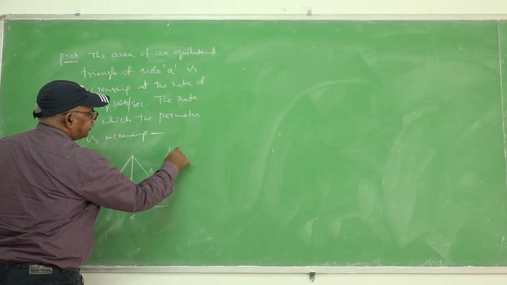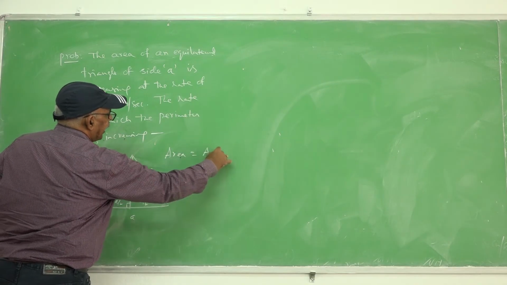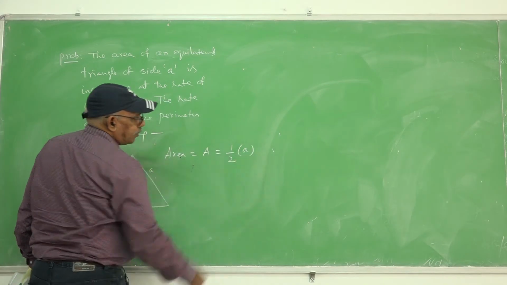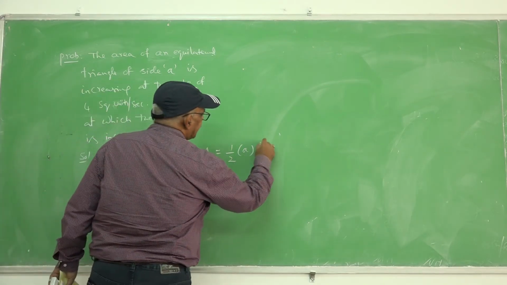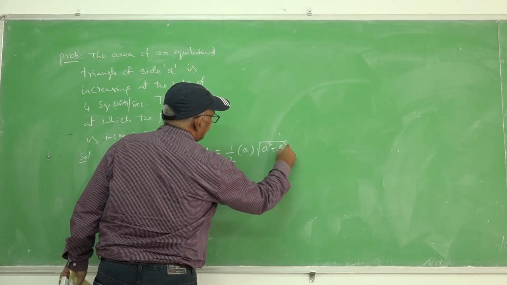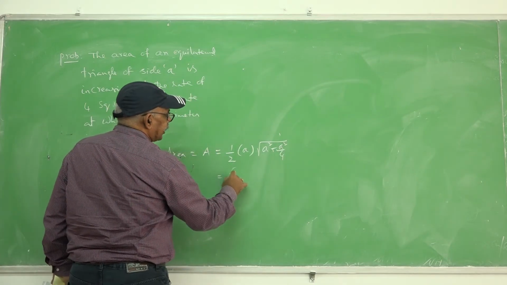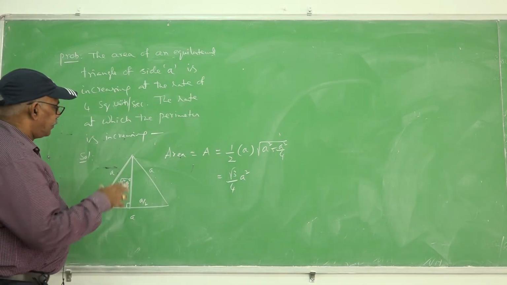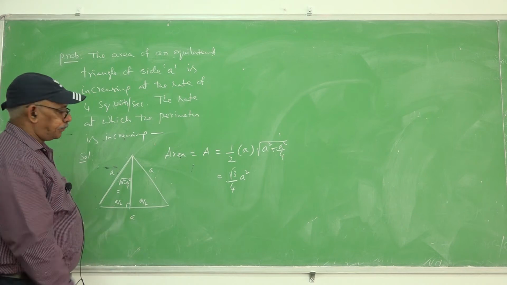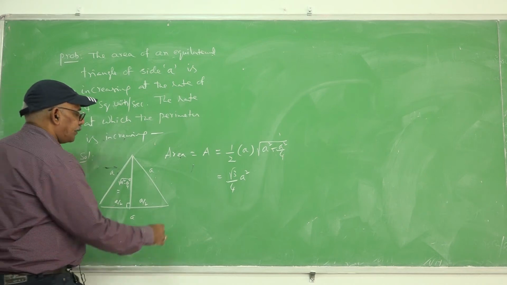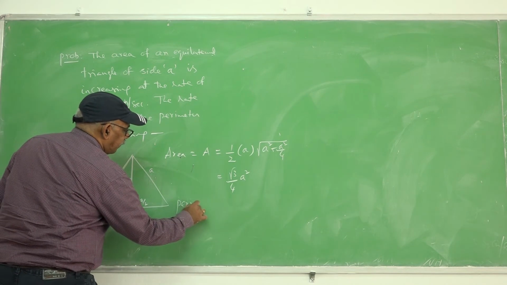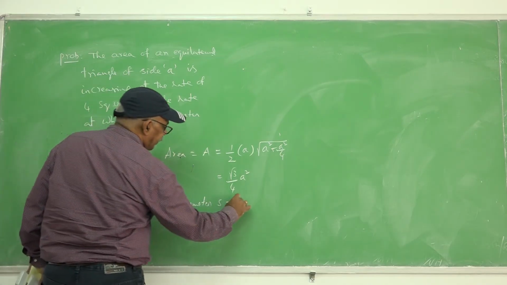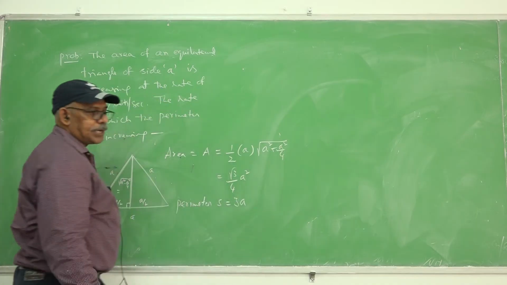Now area. Area is given by half base into height. Base equal to A. Height is the square root of A square minus A square by 4. Totally which gives us root 3 by 4 A square, the area of the equilateral triangle having side A. Now perimeter. Perimeter S is A plus A plus A, 3A. The perimeter is 3A.